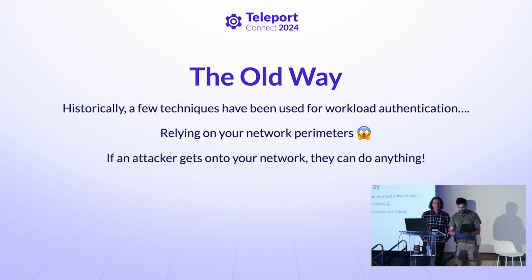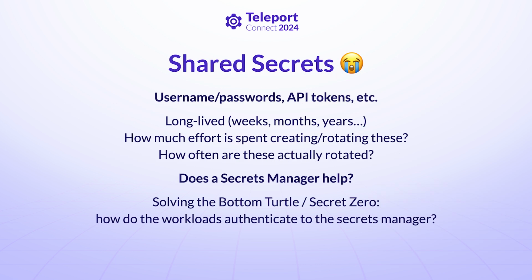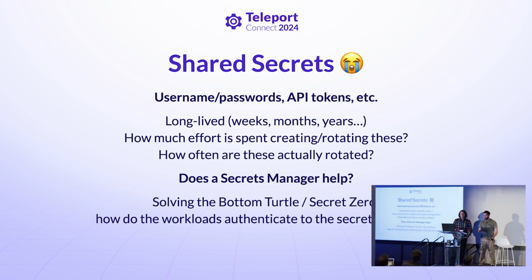specific service or machine. If we were to think about what people are mostly doing today, we have our long-lived shared secrets, whether that's a username and password for a service account, an API token, or something similar. These are typically long-lived, a week, a month, or a year, and you've probably committed to the fact that you're going to rotate these, or perhaps you set out planning to rotate them. If you had actually rotated them on the schedule that you were planning to, how much of your engineering time would have actually been lost to creating and rotating them?